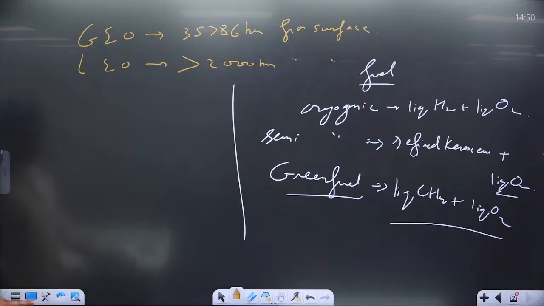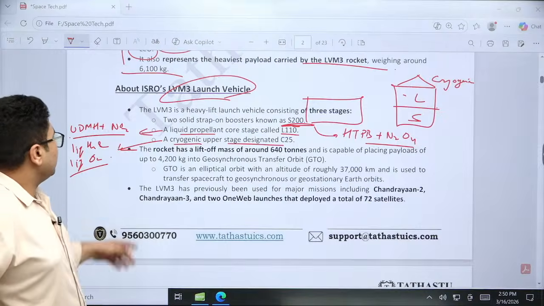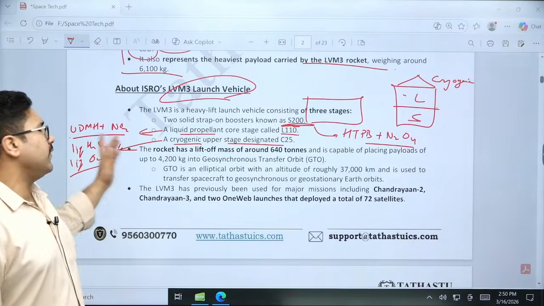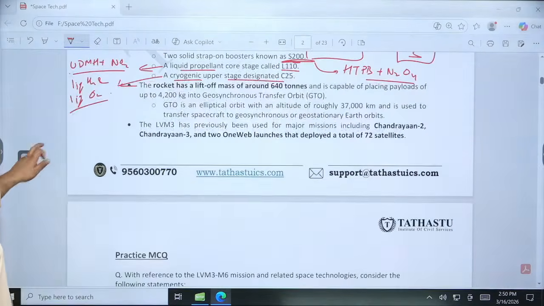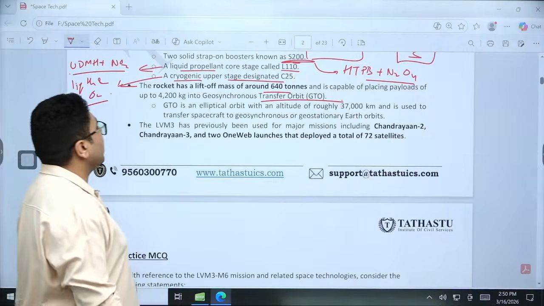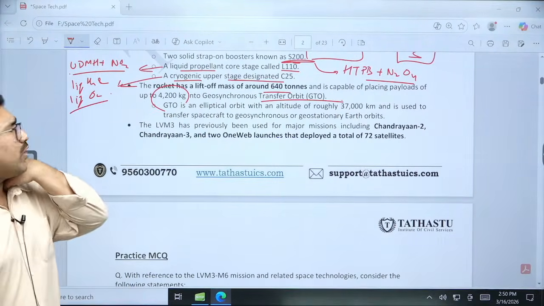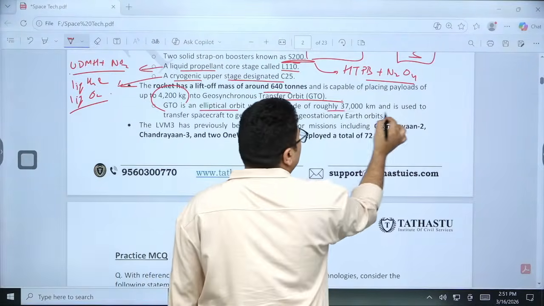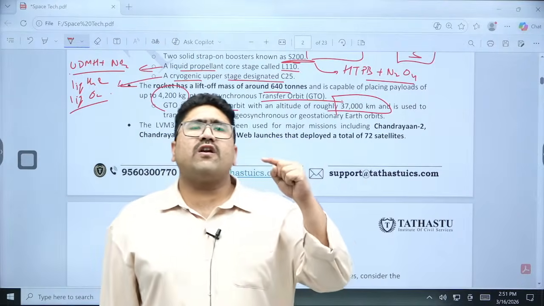Moving ahead. The LVM3 is a 3-stage rocket with these different fuels: solid, liquid and cryogenic. The rocket has a lift-off mass of this many tons and it can place a payload of about this much kg into GTO, that is geosynchronous transfer orbit. GTO is an elliptical orbit with an altitude of about 37,000 kilometers. Please remember, geosynchronous orbit.